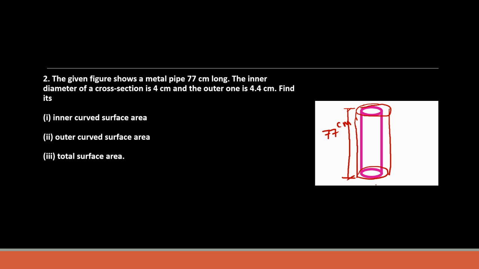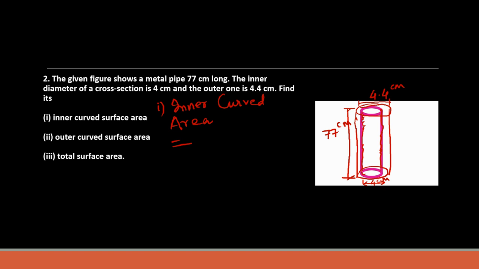So now it said the inner diameter of the cross section, which is the internal one, is 4 centimeter, right? And the outer one is 4.4 centimeter. Find its inner curved area, which is what we need to find first. So number one will be the inner curved area. So what will be the inner curved area?